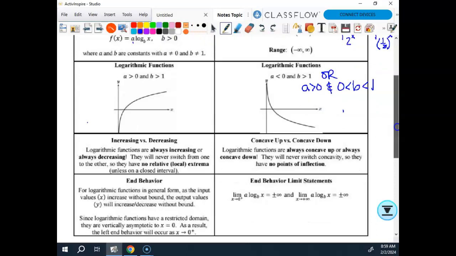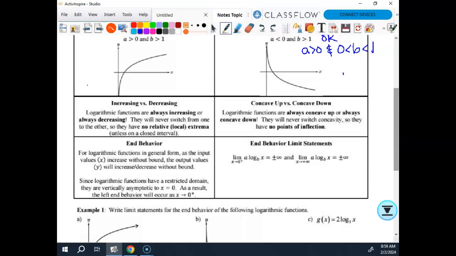Increasing and decreasing. So logarithmic functions, by their nature, are always increasing or always decreasing. They will never switch, so they have no relative or local extrema. That was true for exponentials as well. That's why that sounds familiar, like we already talked about it. They are always increasing or always decreasing, so I'm not going to have any max or mins. It's impossible because we don't have that change there.